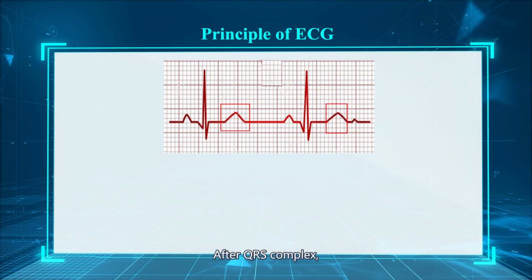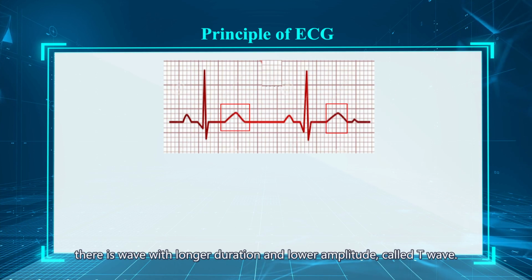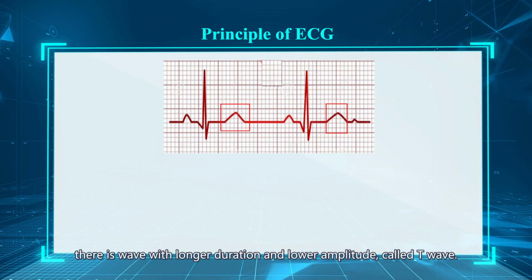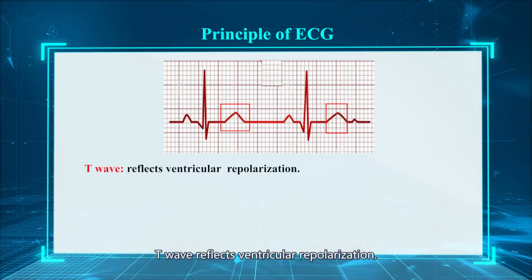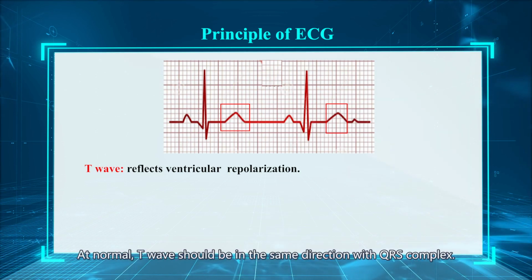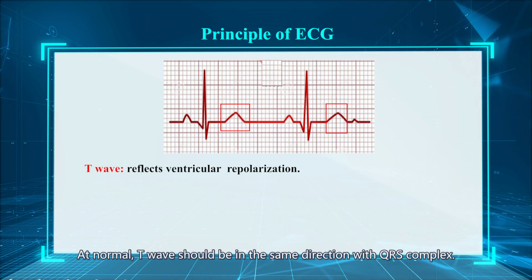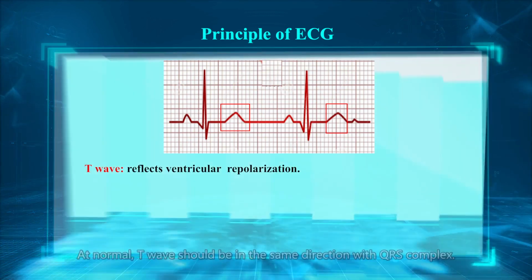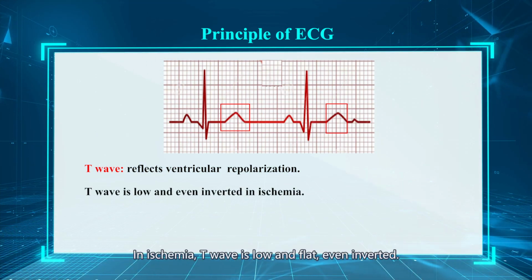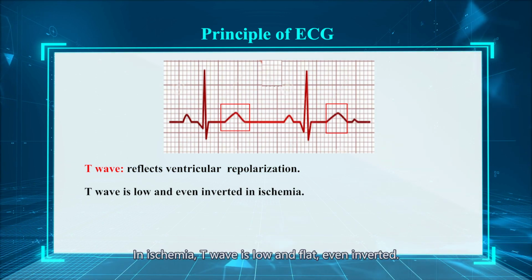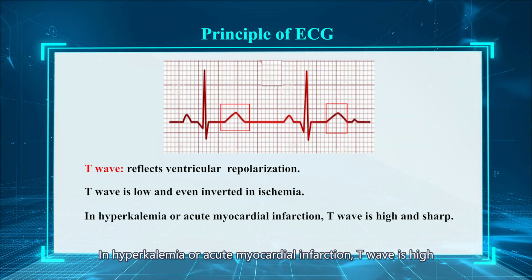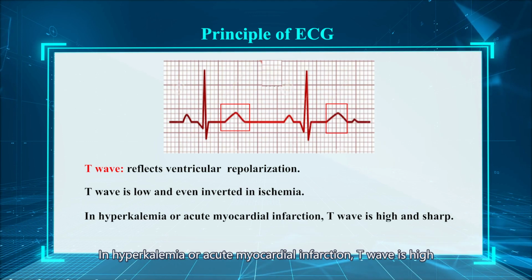After QRS complex, there is a wave with long duration and a low amplitude, called T wave. T wave reflects ventricular repolarization. Normally, T wave should be in the same direction as QRS complex. In ischemia, T wave is low and flat, even inverted. In hyperkalemia or acute myocardial infarction, T wave is high.